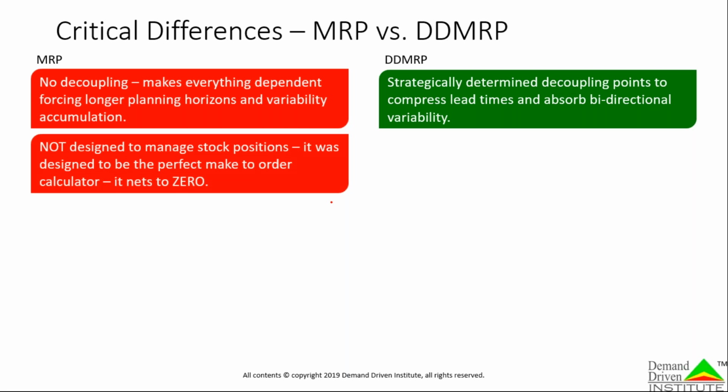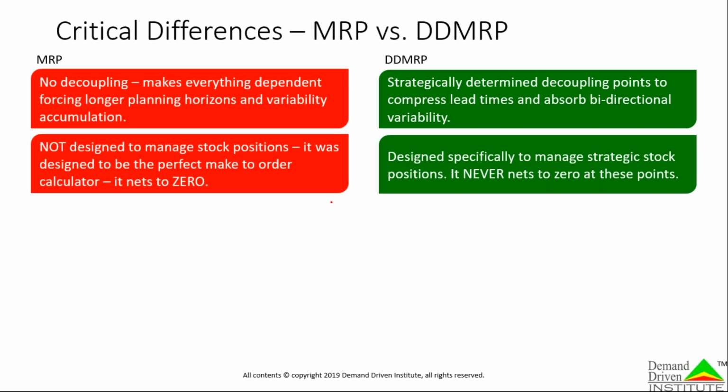MRP wasn't designed to manage stock positions. I said that before. It was designed to be that perfect make to order calculator, and it nets to zero. With DDMRP, it's designed specifically to manage strategic stock positions, and it never, and I mean never, nets to zero at those strategic points. I think that's a big point of differentiation.